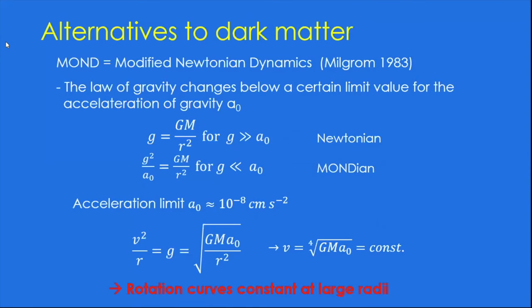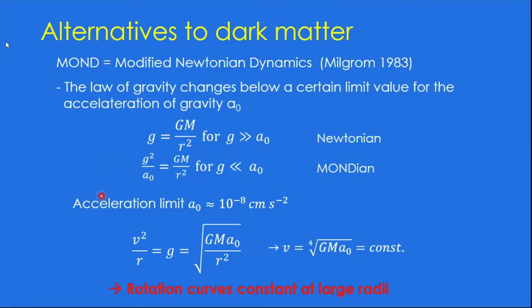MOND is a phenomenological modification of the Newtonian acceleration law. The idea is that Newtonian gravity breaks down below a certain limit value for the acceleration of gravity. The limit is a0. So in the Newtonian regime, in which g is much higher than a0, we have the normal Newtonian expression for gravitational acceleration. But in the Mondian regime, where g is weak, gravitational acceleration is modified and fulfills this relation. The value of a0 is given here.